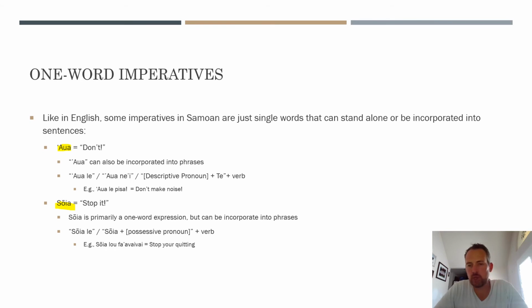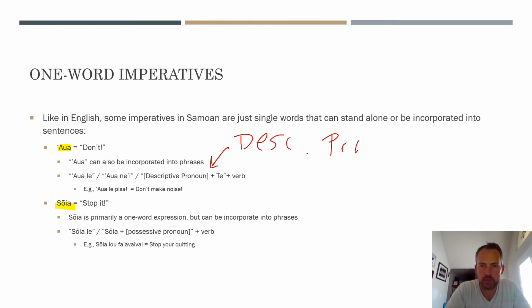The other way you can use awa is to incorporate it into a descriptive pronoun sentence structure. And actually, I'm looking at my slide right now, and I've got a little bit of an error here. So give me one second. I'll make the correction here. Really, right before we say te, we should put the descriptive pronoun. And I'll demonstrate what that would look like. Sorry, this is terrible writing.